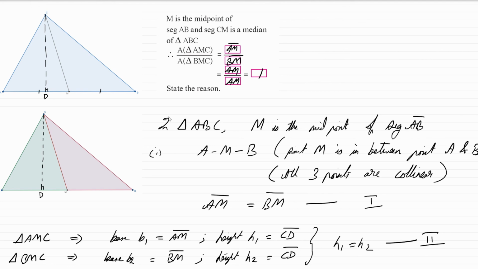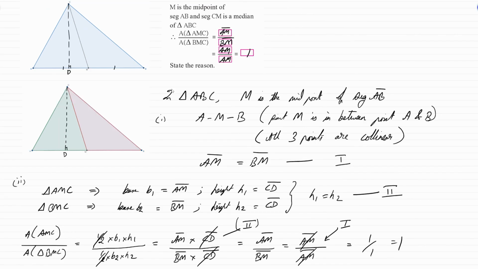Okay. The second finding is, if you are given two triangles and the bases have the same value and the heights also have the same value, then it means their areas will also be the same and equal, and this is very important.